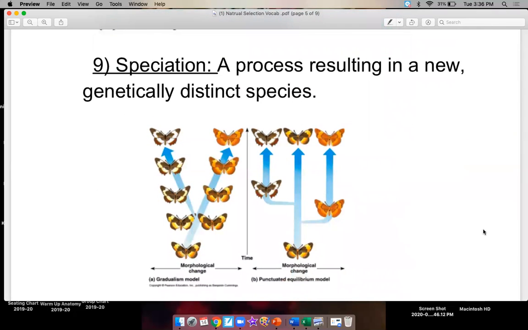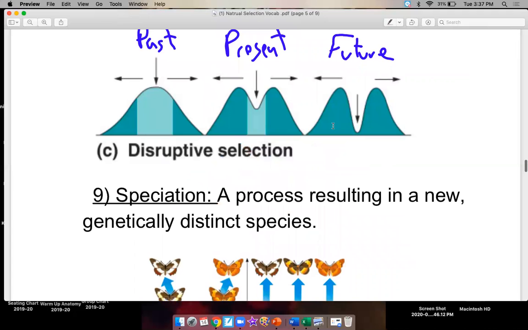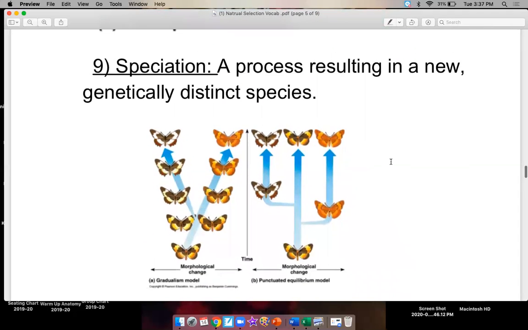Speaking of that word, speciation is a process resulting in a new genetically distinct species, right? These guys' genes are going to be different than these guys' genes. So we got two different species that are genetically different. Started off, looking at butterflies or moths. I think these are moths. They changed. They went into two different environments with two different needs. So this one changed to match one environment. This one changed to match a different environment. Same thing this way.